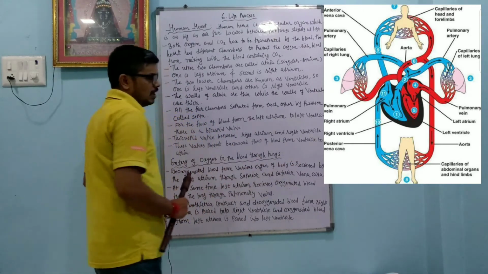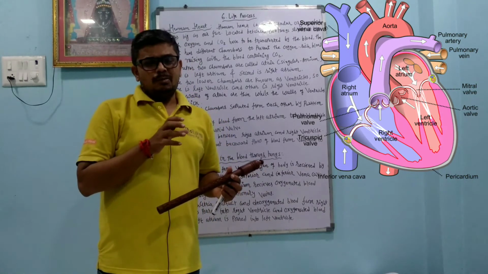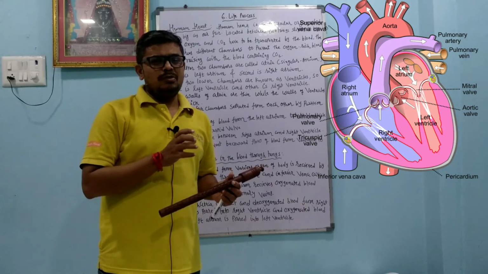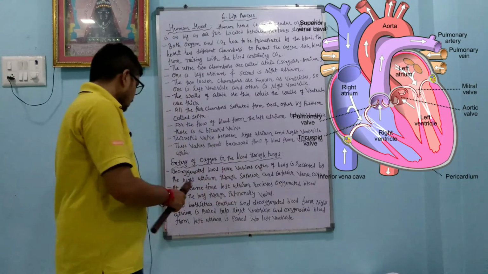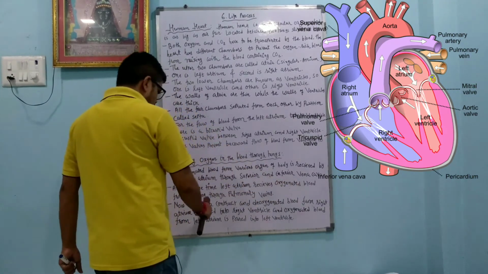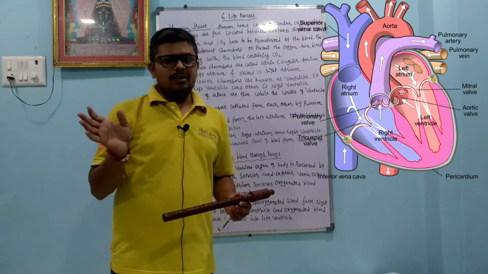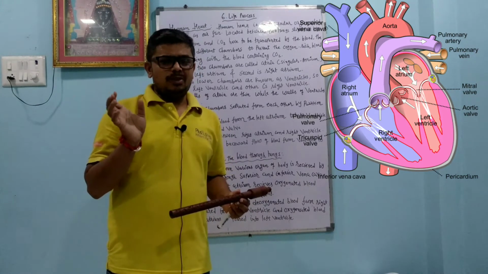Deoxygenated blood from the various organs of the body is received by the right atrium through the superior and inferior vena cava. So the deoxygenated blood, the blood which contains carbon dioxide, enters the heart in the right atrium. At the same time, the left atrium receives the oxygenated blood from the lungs through the pulmonary vein.